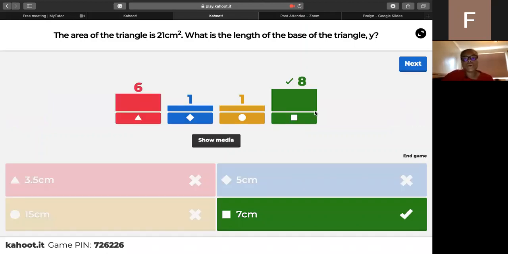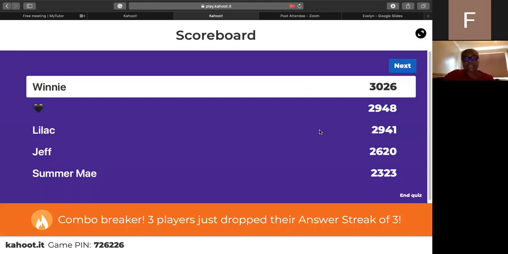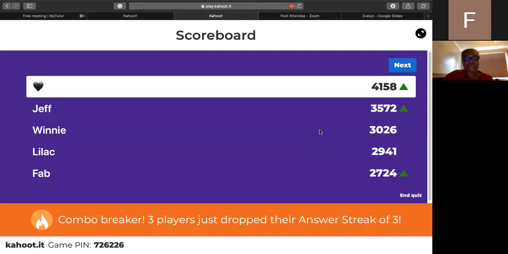Perfect. So remember, area of a triangle is half times base times height. So we need to do a half multiplied by our y multiplied by 6. So if our base was 7, we do a half multiplied by 7 times 6, and you would get 21 when you do that calculation. Cool. So let's look at the leaderboard then. It's slightly shifting again. Cool. So let's have another look at another question.